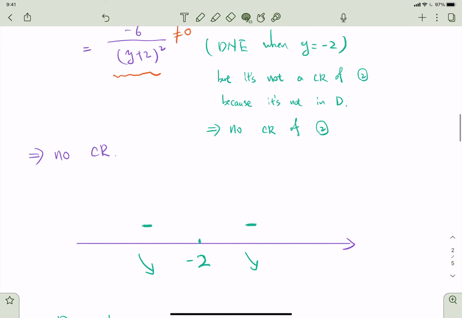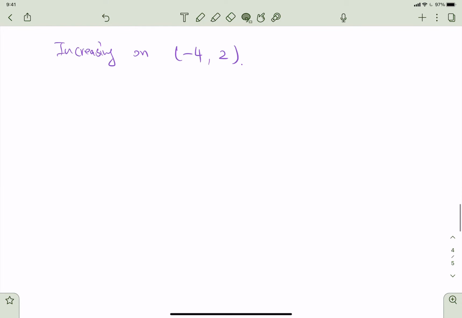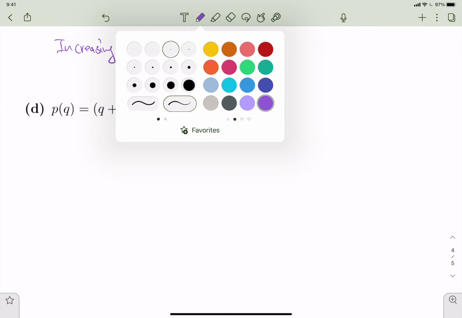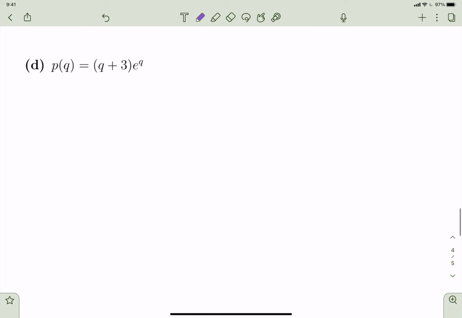Here. So this is a difficult question. It's a product function, right? So we're going to use the product rule to figure out its derivative. But first, let's denote that the domain is all the real numbers. Okay.